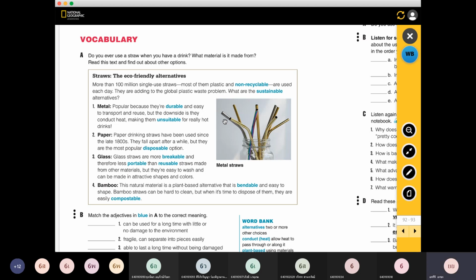Only one of your friends has used paper straws before. Have you ever used, because I have seen in the market that they have plastic or metal straws? Have you ever used them?